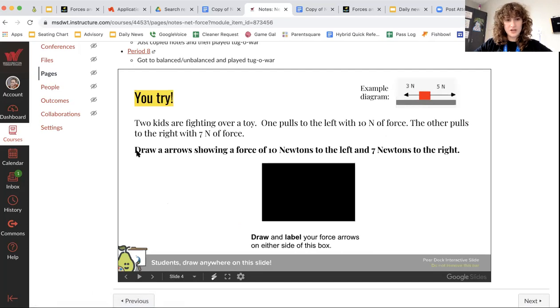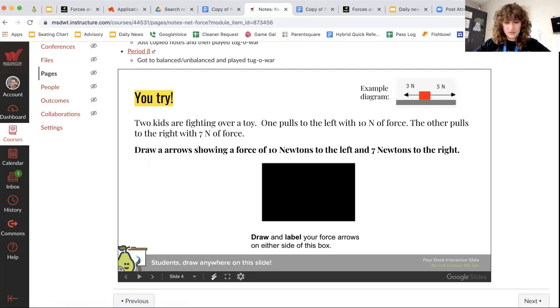All right, let's try it. So if two kids are fighting over a toy, the black box is the toy. One pulls to the left with 10 newtons of force. The other pulls to the right with 7 newtons of force. Draw arrows showing a force of 10 newtons to the left and 7 newtons to the right.